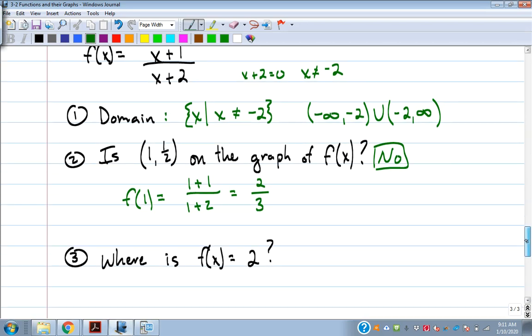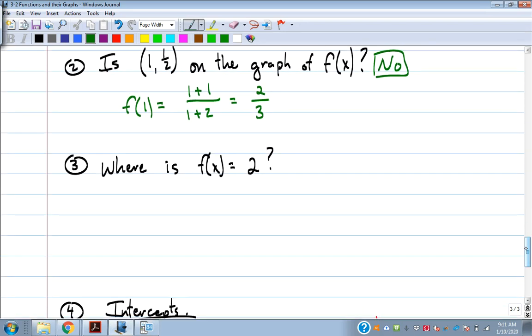Number 3, where is f of x equal to 2? What does that mean? Where's the y value equal to 2? All right, so I can find that by taking the equation and setting it equal to 2. Because that's the y value. F of x is y, right? So if the y value is supposed to be 2, then that equation should be equal to 2. And I can find the x value that goes with it.